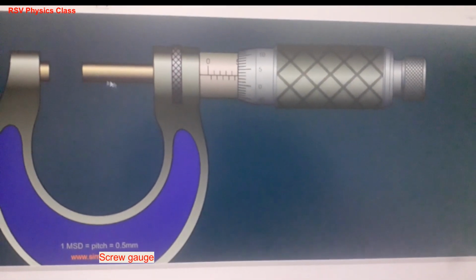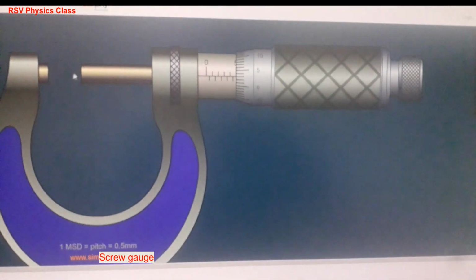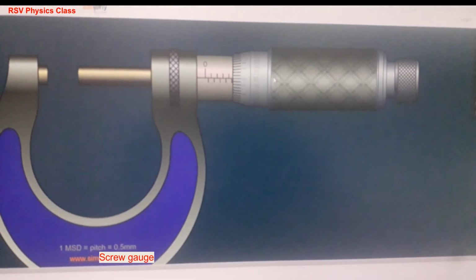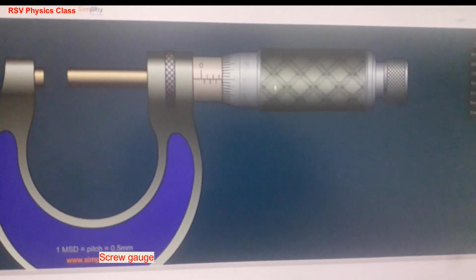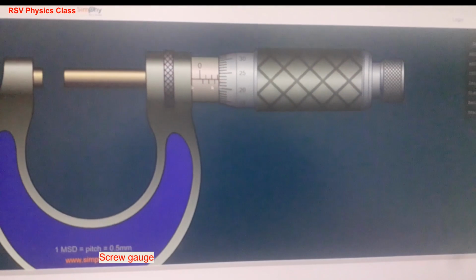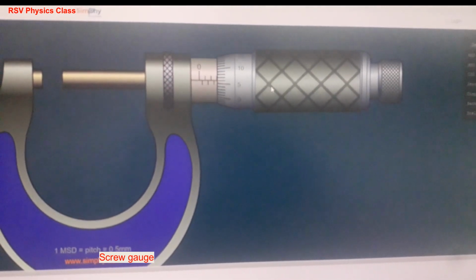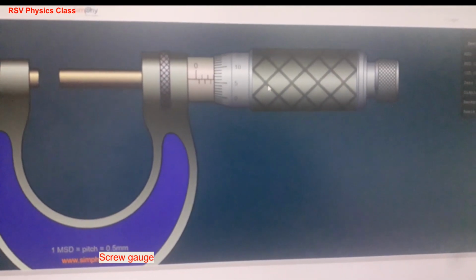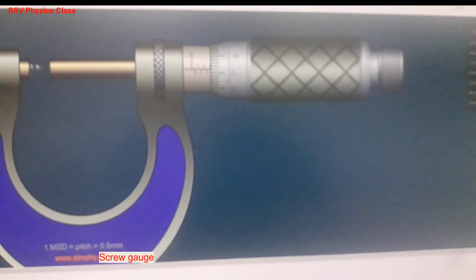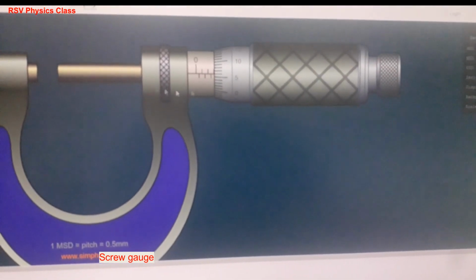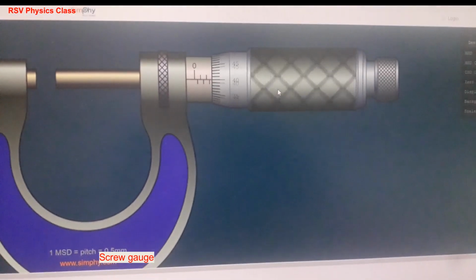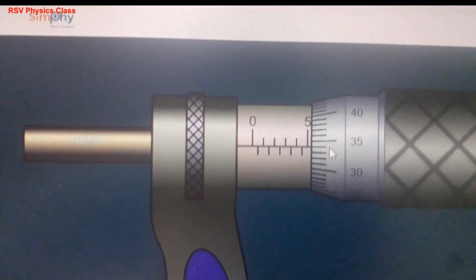Okay, so now you have to put your object here, then you have to tighten it by moving the screw. Just see, my small object is pressing here, and then by rotating the circular portion you have to tighten it. Then just see what the measurement is. Then this is tight. Okay, so this is it.